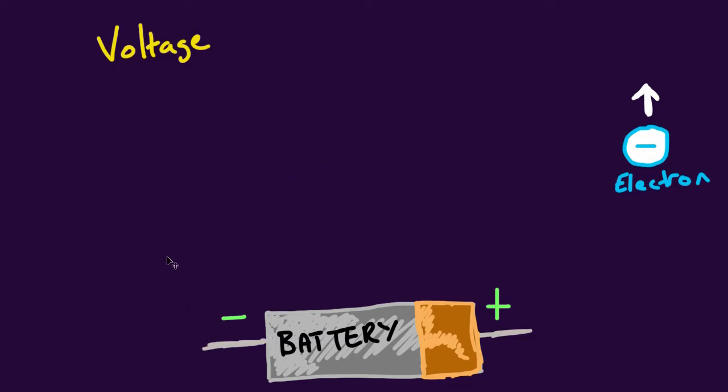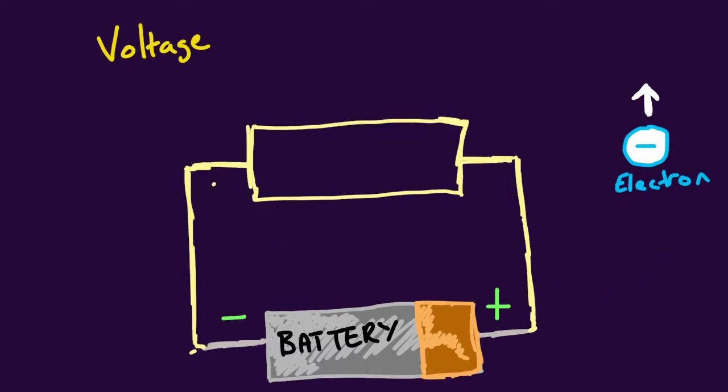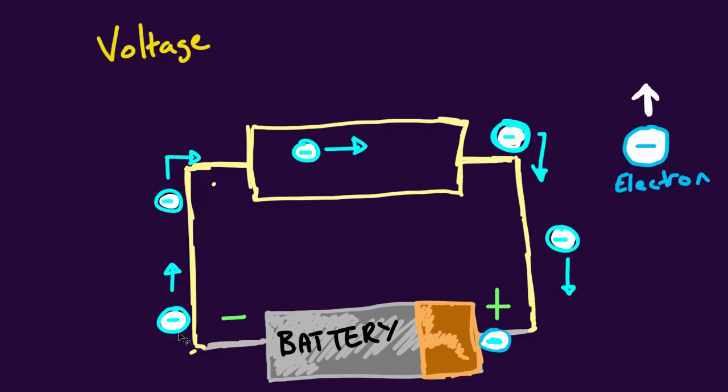Okay? So if we want to connect our battery to another component, like so, we now create a closed circuit and a path for electrons to move. So you can see that the electrons are moving from the negative to positive. You can think of this as the electrons being pushed from one end and pulled from the other. Okay, our negative is pushing them away and our positive terminal is pulling them in.